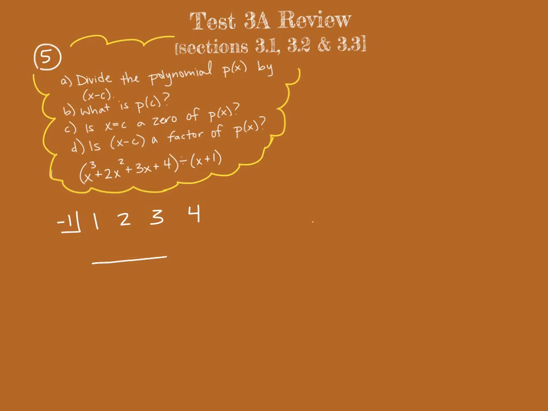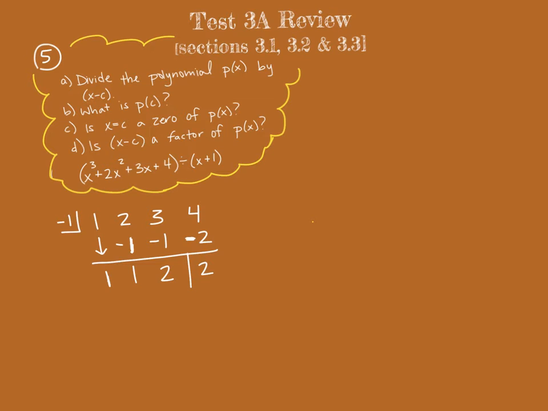It's kind of fun. With synthetic division, we bring down our first number, which is 1. 1 times -1 is -1. Then we add vertically. 2 and -1 added together is 1. 1 times -1 is -1. Then we add together again. 3 and -1 is 2. 2 times -1 is -2. And we finally add together again to get our remainder, which is 2.